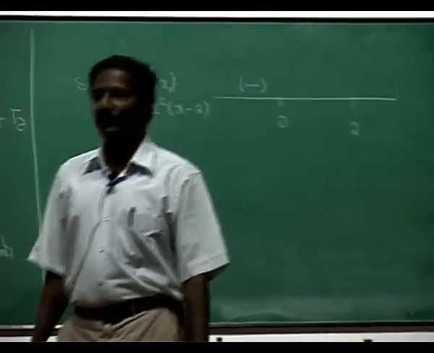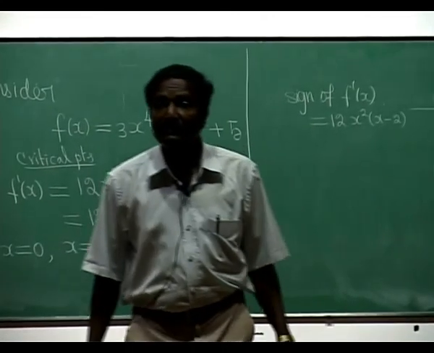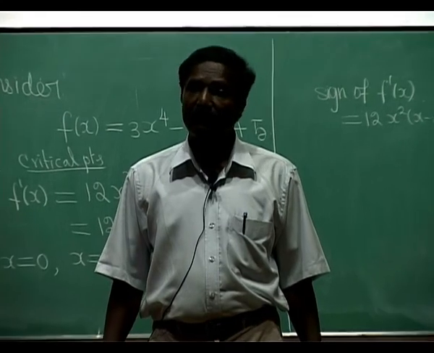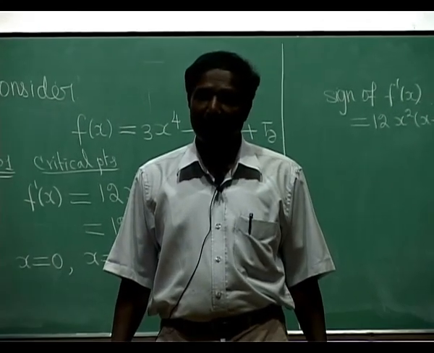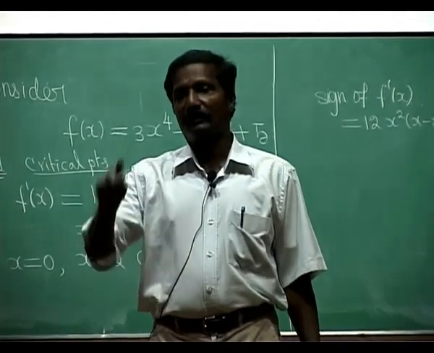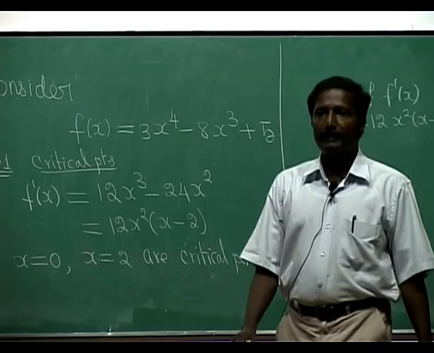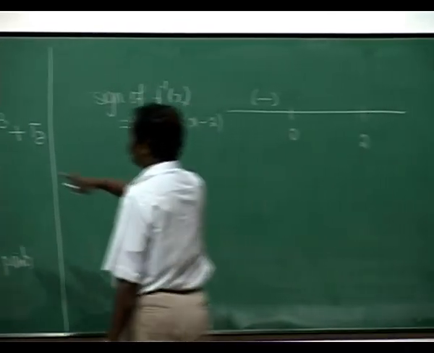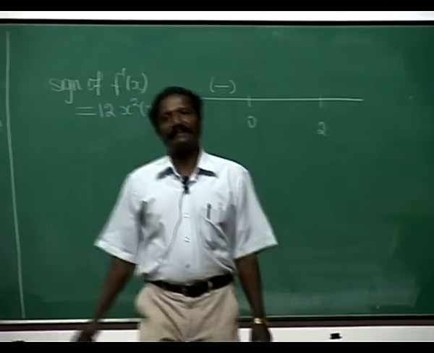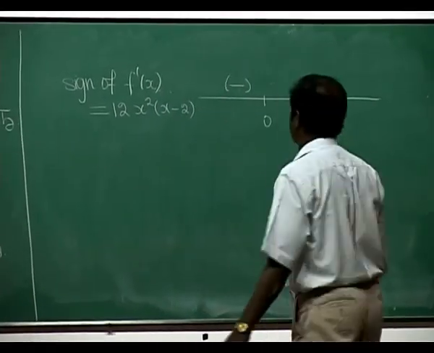It may not work all the time like that. It works when the function is of the form x^a, (x - a)^n1 and (x - b)^n2 and so on, with even powers. When you have a particular problem like this, it would work.